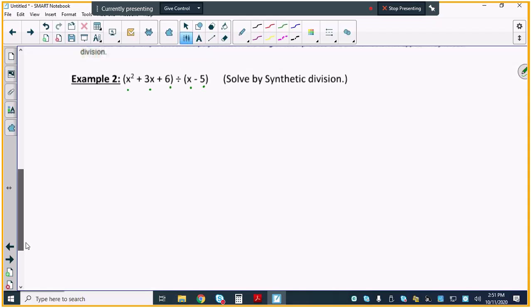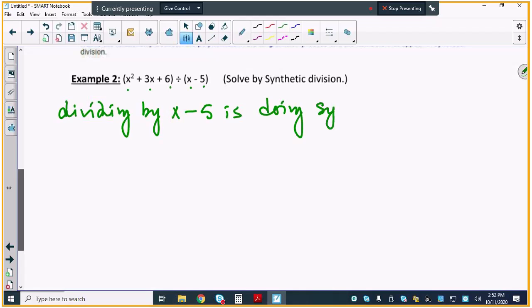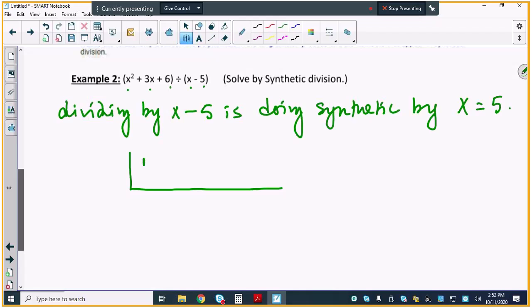So when you are dividing by x minus 5, you are doing the synthetic division by x equal to 5. So it's basically you solve the factor, that is the divisor, for the value of x. So I'm dividing by x equal to 5. Let's start doing that. What I do is write down the coefficients of the dividend polynomial, which are 1, 3, and 6. And then I write down the solution of the factor of the divisor polynomial, which is 5.